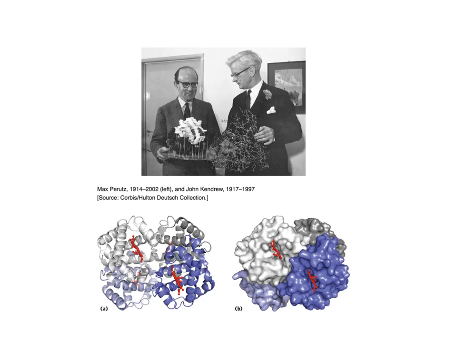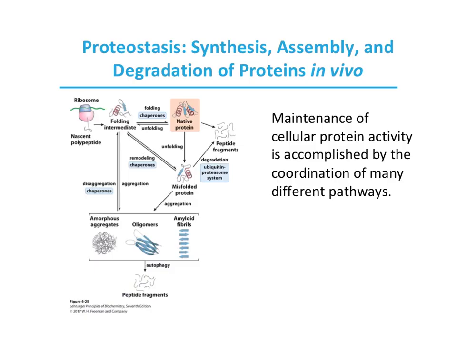The first oligomeric protein to have its three-dimensional structure determined was hemoglobin, shown here. And it was solved by X-ray diffraction technique by Max Perutz and John Kendrew. And for this work, they won the 1962 Nobel Prize in Chemistry.